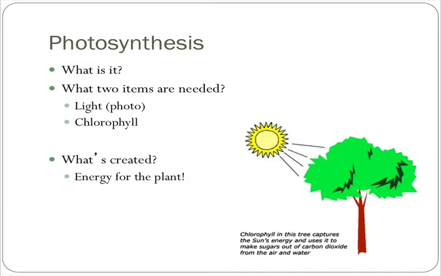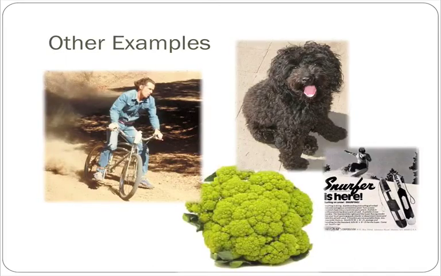But again, you can see the root of synthesis in here, because synthesis is happening. Two unique items, light and chlorophyll, are combining to create something new. And that is the essence of synthesis, and that's what we're talking about today. We could go on and on with other examples of synthesis. Some are more serious than others.